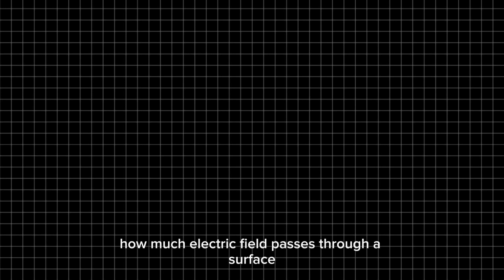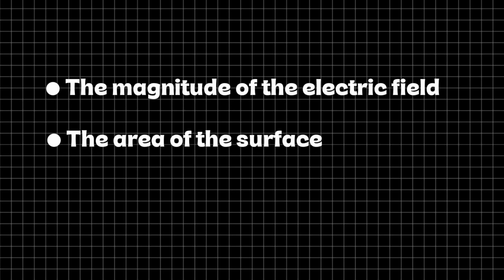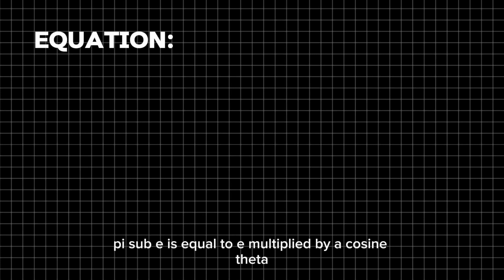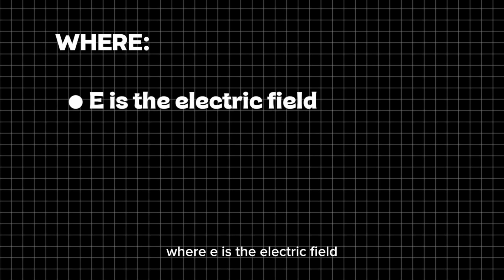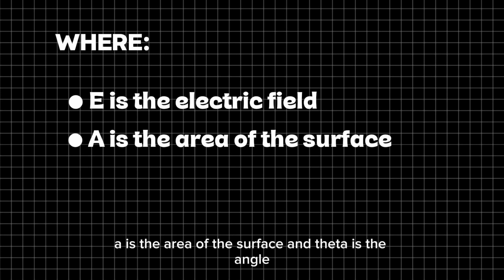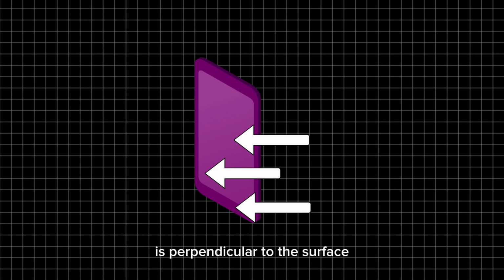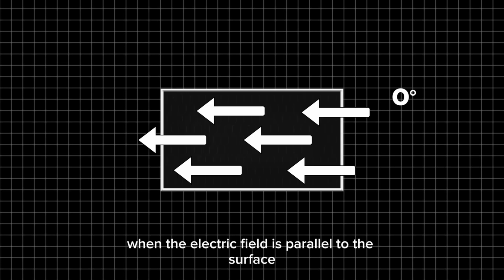Electric flux measures how much electric field passes through a surface. It depends on the magnitude of the electric field, the area of the surface, and the angle between the electric field and the surface. The equation for electric flux is phi sub E is equal to E multiplied by A cosine theta, where E is the electric field, A is the area of the surface, and theta is the angle between the electric field and the surface. When the electric field is perpendicular to the surface, the electric flux is maximum. When the electric field is parallel to the surface, the electric flux is zero.